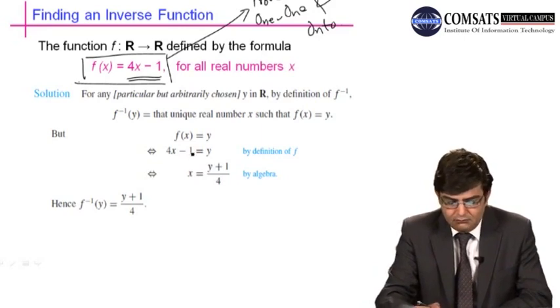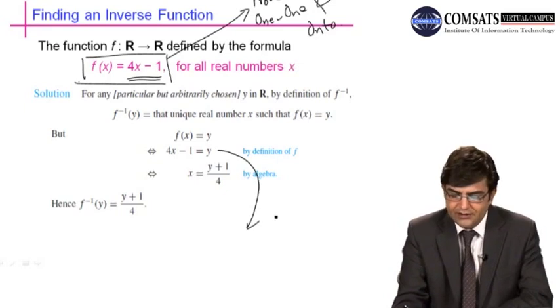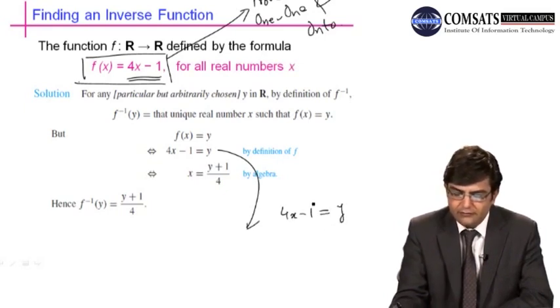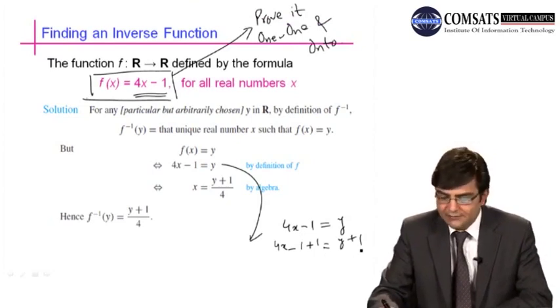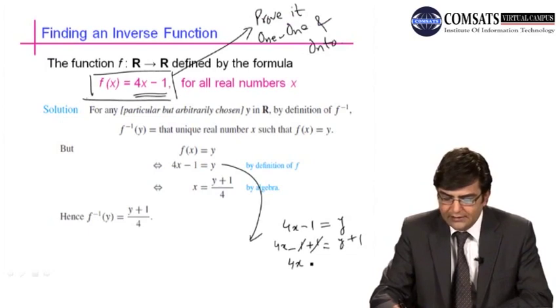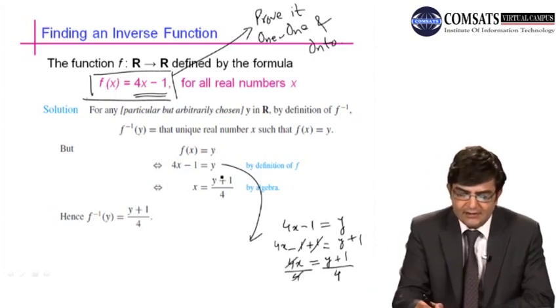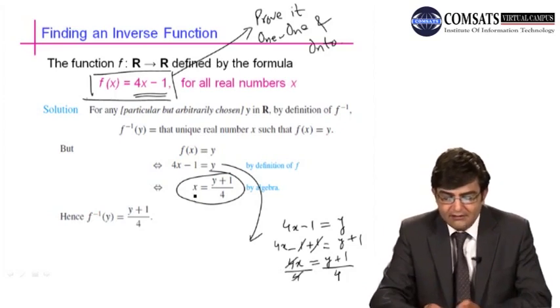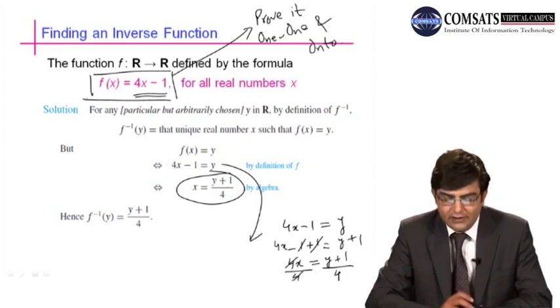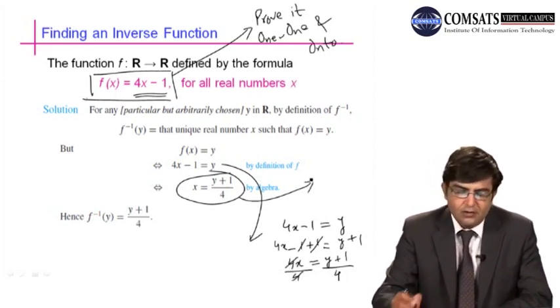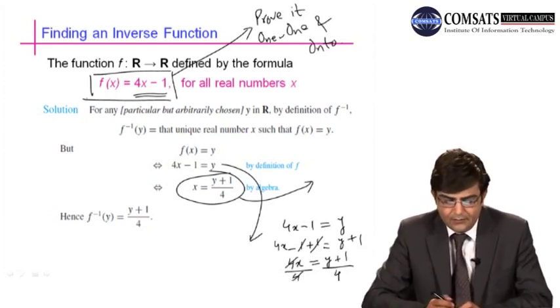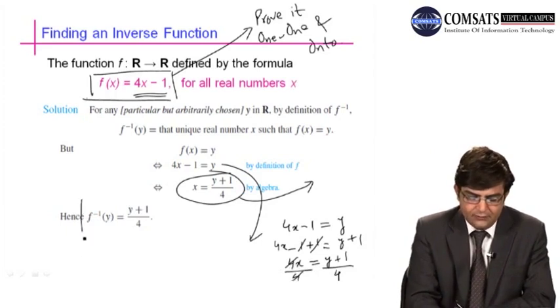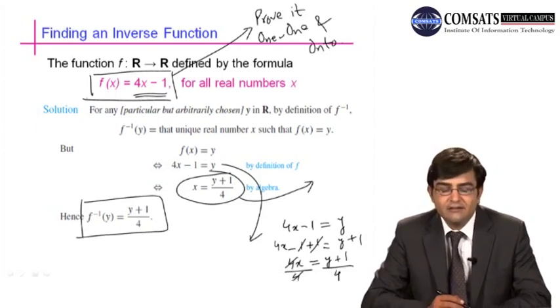Now here, how can we proceed: 4x minus 1 is equal to y. We add 1 on both sides: 4x minus 1 plus 1 and y plus 1. The 1 cancels here, and we obtain 4x is equal to y plus 1. Now we divide by 4 on both sides. Here 4 can be cancelled, and x is equal to y plus 1 divided by 4. Now we have found an expression in which x is separate and x is basically a function of y. This is basically the inverse of the given function, and we denote it like this: f inverse of y is equal to y plus 1 divided by 4.